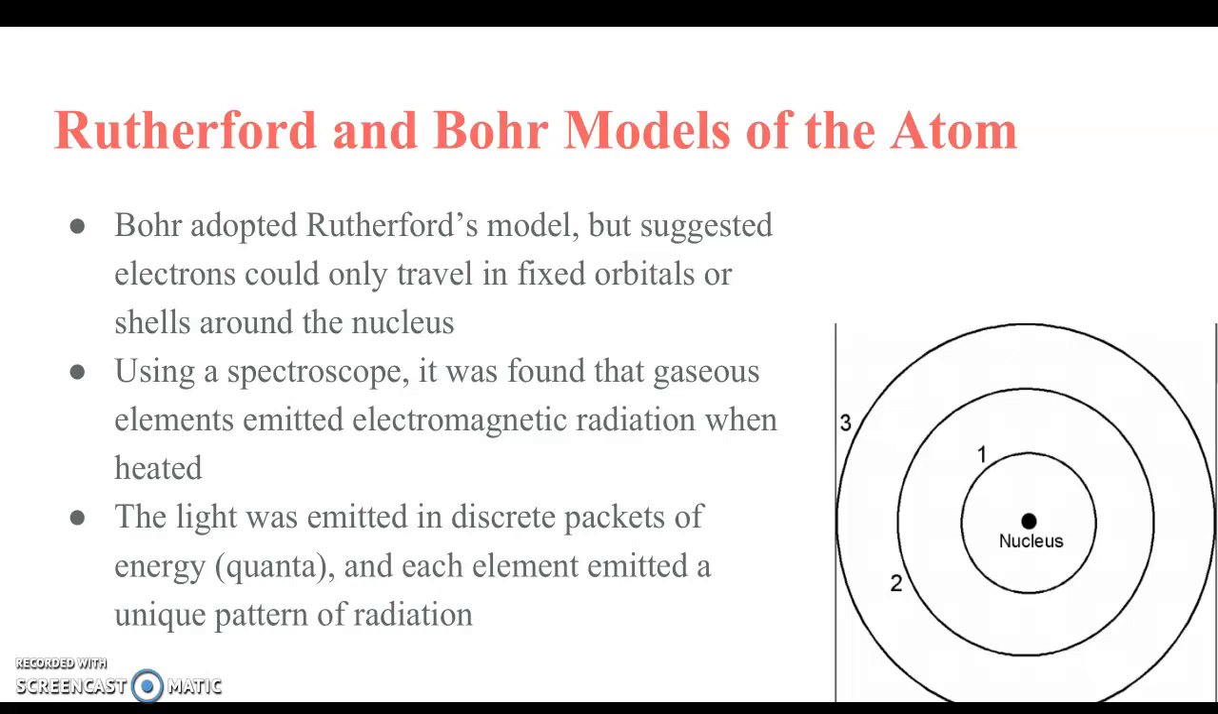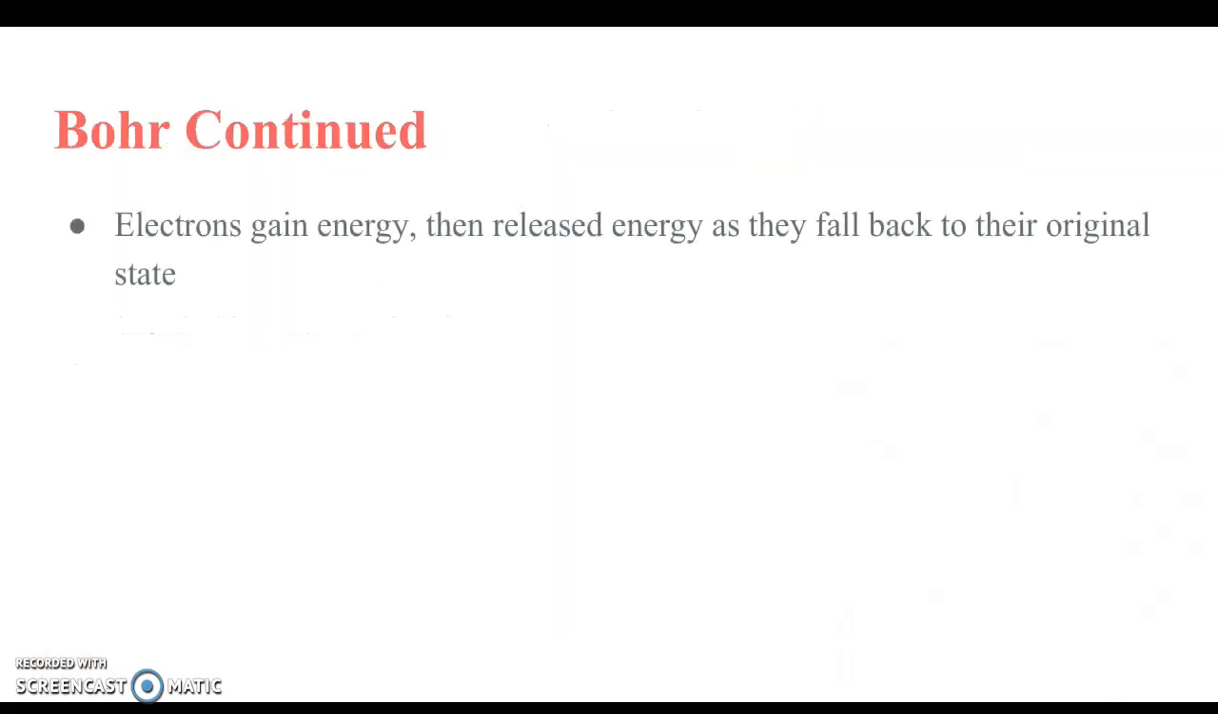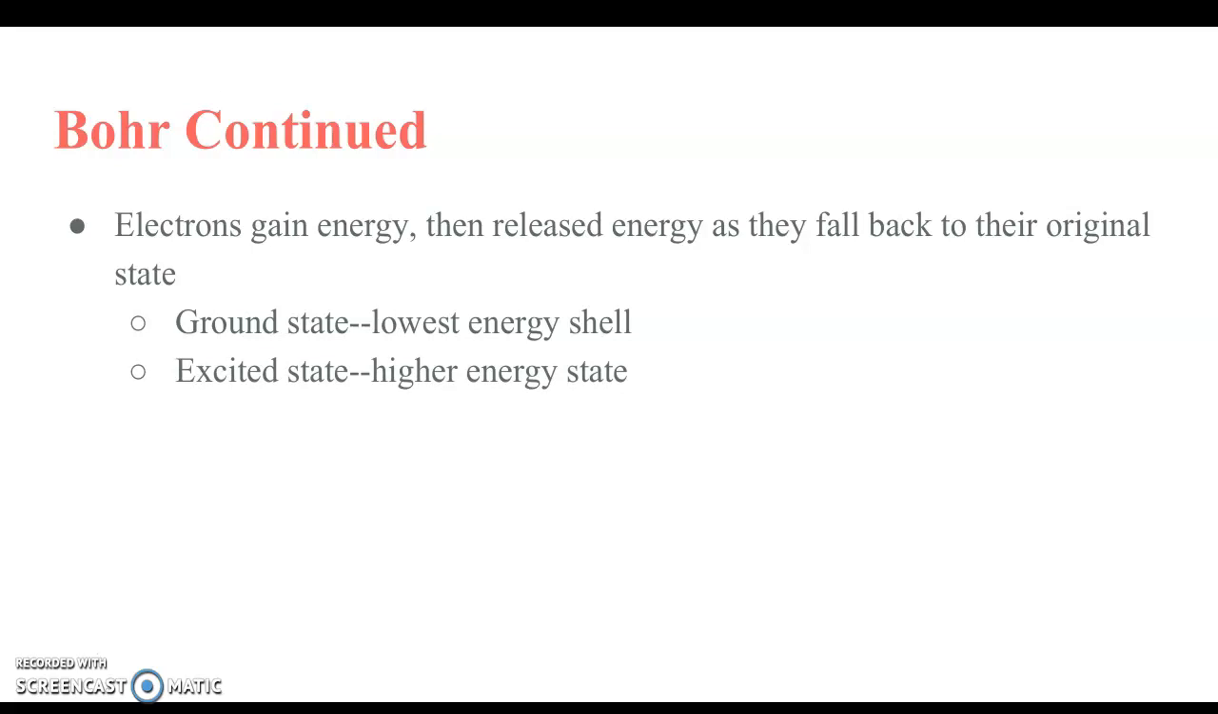So if you think back to last year or 2 years ago when you took Regents, we discussed atomic spectra, which is where electrons are excited, and when they fall back and release energy, they release light, or quanta, making a spectra, which is also called the fingerprint of an element. As I was just saying, electrons gain energy, then release energy as they fall back to their original state. The lowest energy state possible is the ground state, and the highest energy state possible is the excited state.